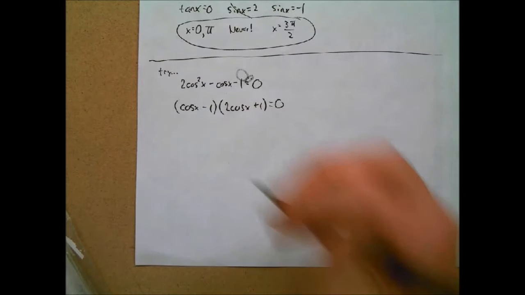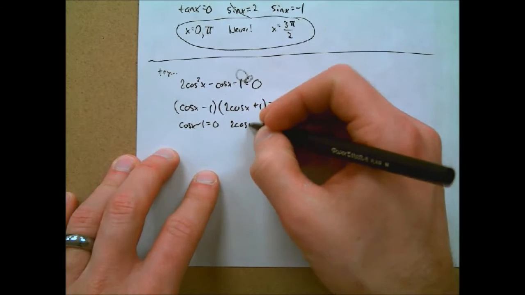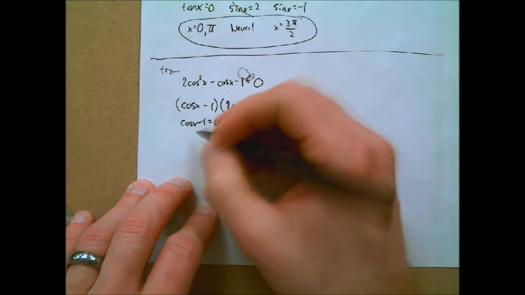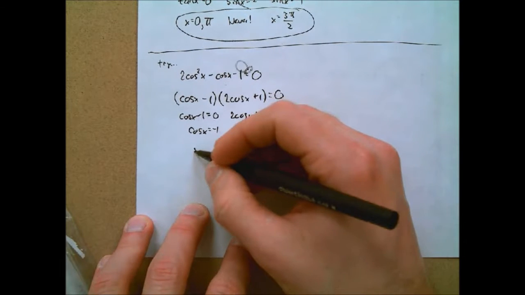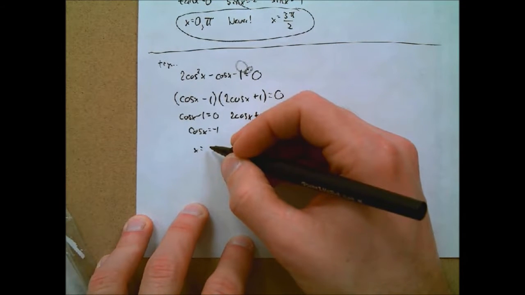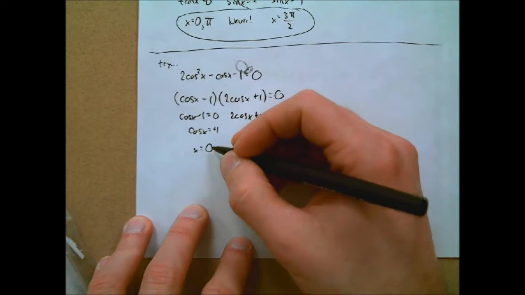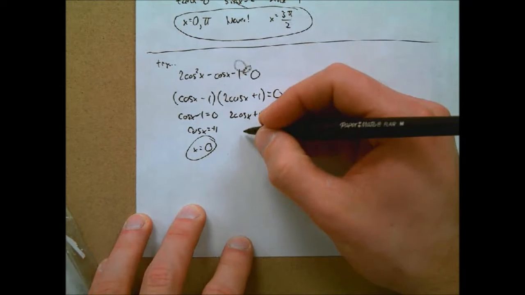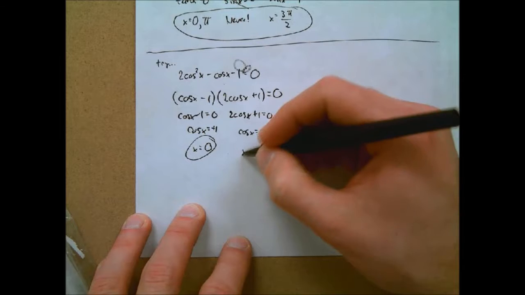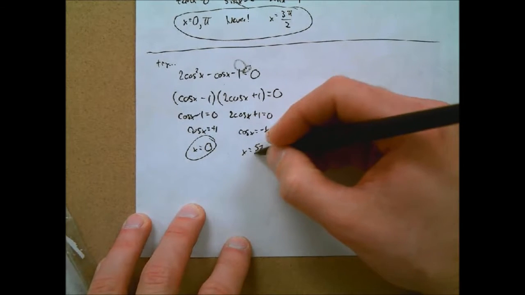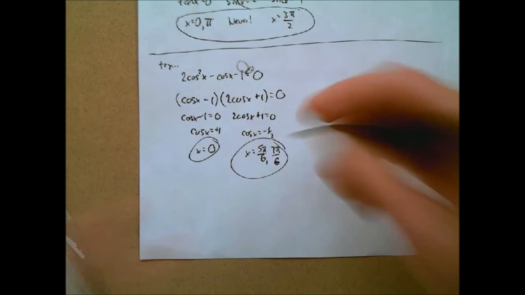All right, so now we set each one of those factors equal to 0. Add 1 to both sides. Cosine x equals 1. And Maddie G, did you get when cosine x equals 1? At 0? 0 is right. There we go. Then subtract 1, divide by 2, we get cosine x equals negative 1/2. And Maddie G, did you get when cosine x equals negative 1/2? 5 pi over 6, 7 pi over 6. Okay. So there are your solutions.